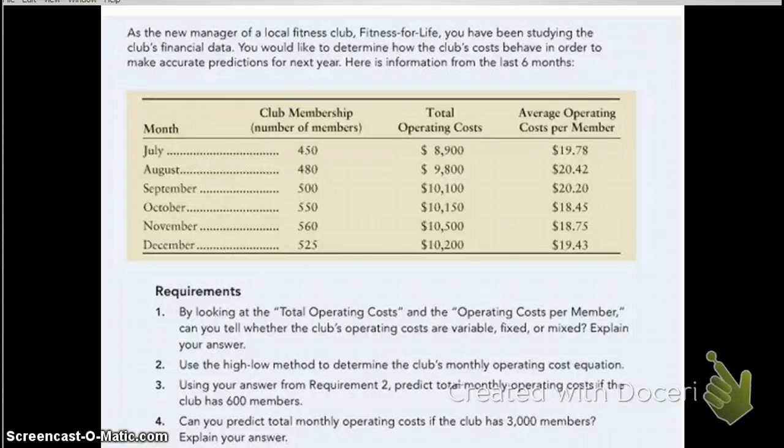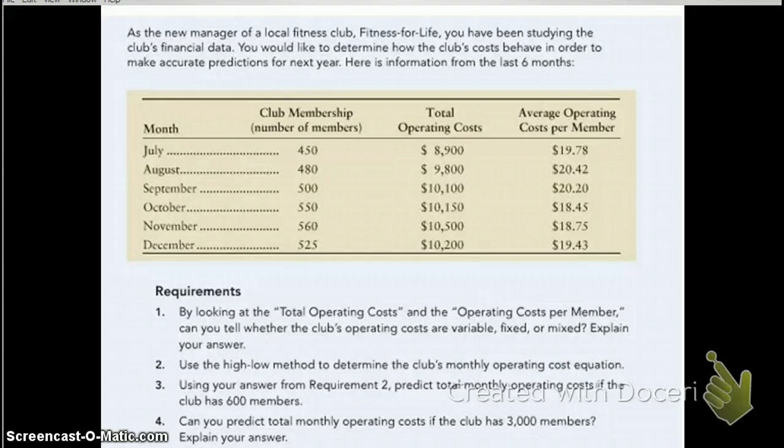We're going to use this question as an example for our high-low method. Be sure to pause the video and read the question so that you understand what they're asking for. Also, if you want to look it up in your textbook, it's on page 352 and it's a summary problem too. We're only going to tackle requirements 1 through 4. Let's look at the first requirement.